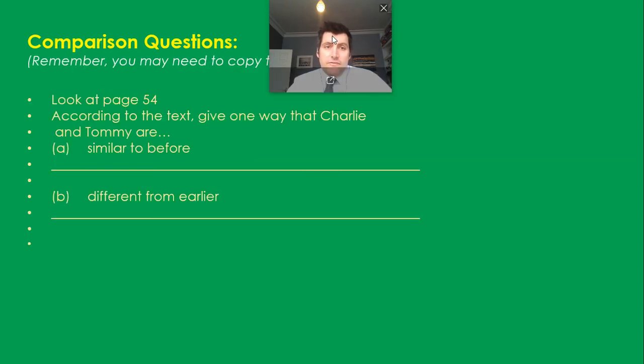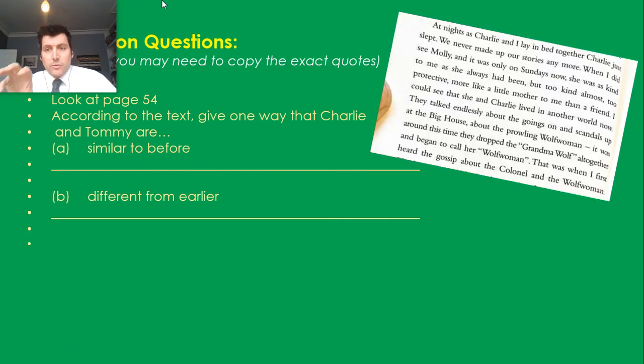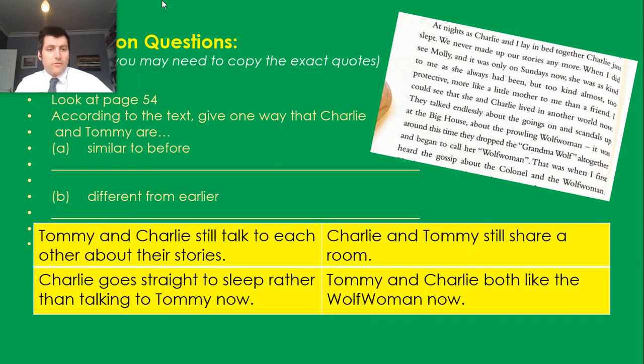Right, guys, just thinking about our final element of the skill today, which is comparing elements with instant. If we look back to page 54, we can see this point where at nights Charlie and I lay in bed together. Charlie just slept. We never made up our stories anymore. When I did see Molly. Now, there's a way here that the text shows that Charlie and Tommy are similar to before, but also different from earlier. Okay, so if we look here, we've got 4 statements that can go in these spaces.